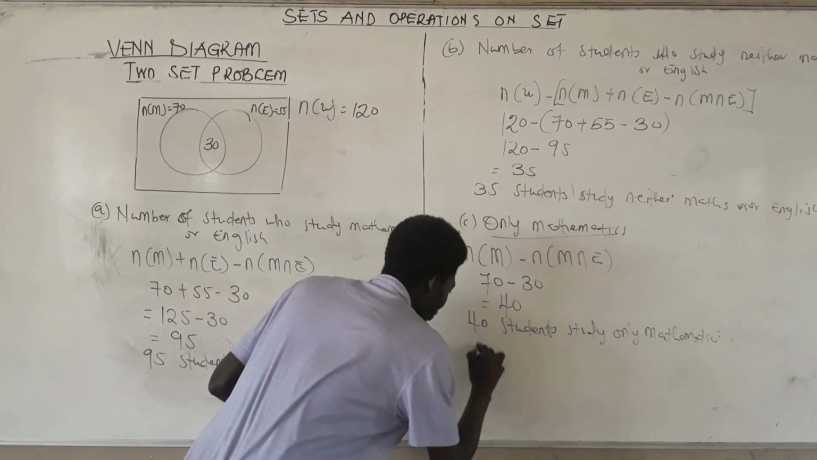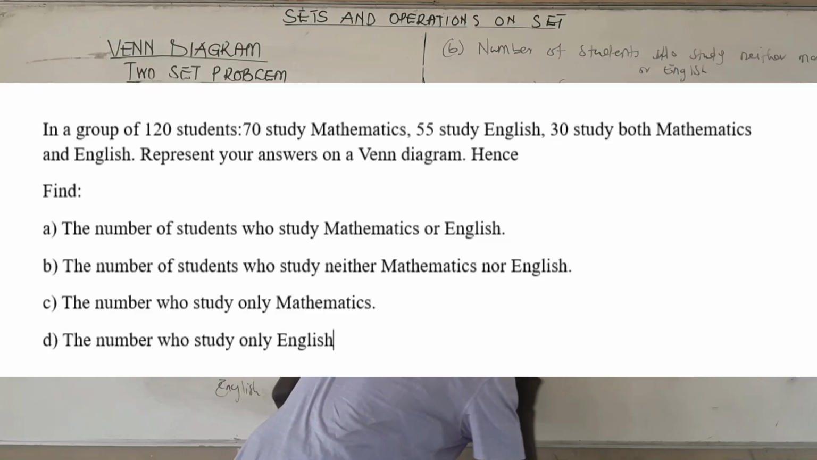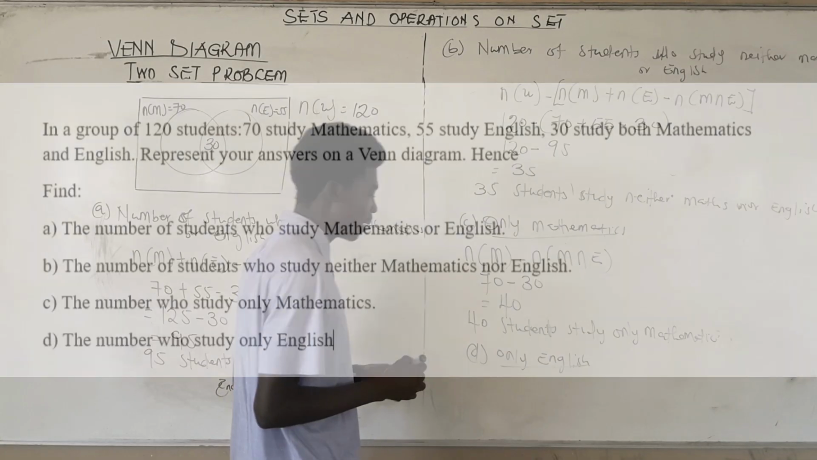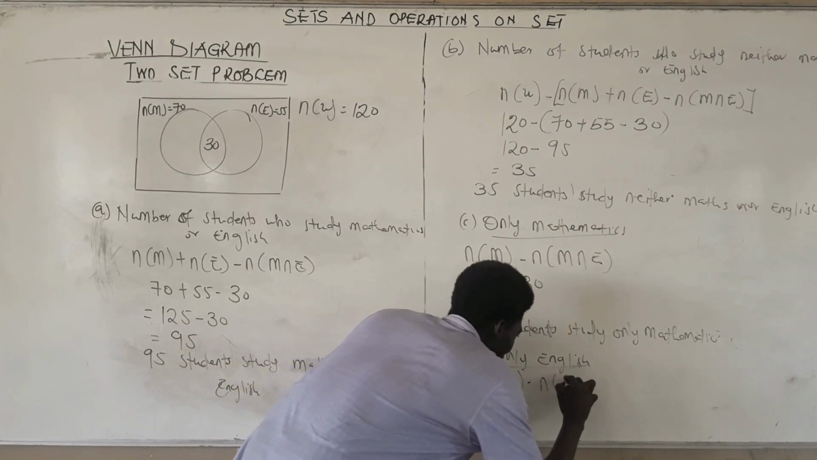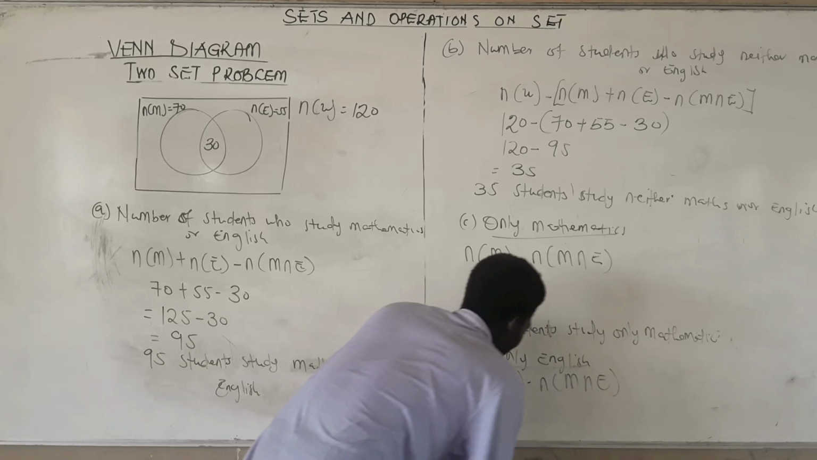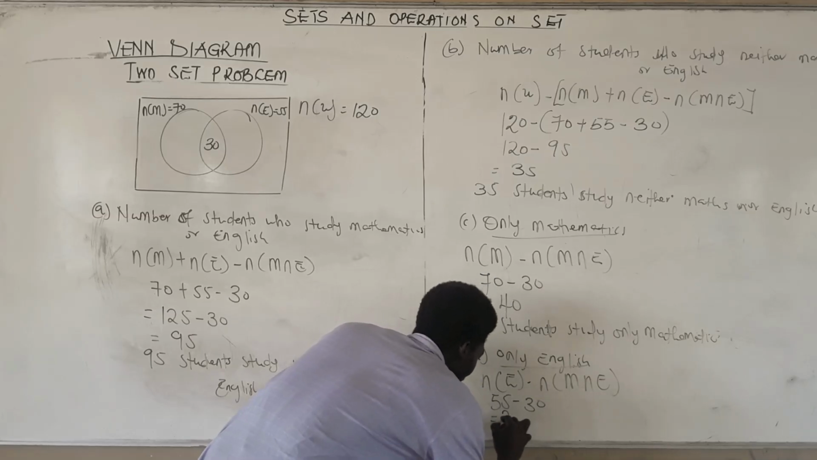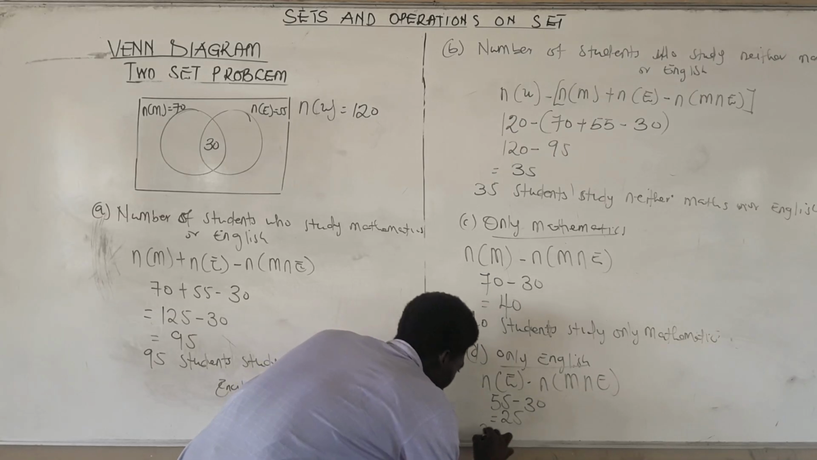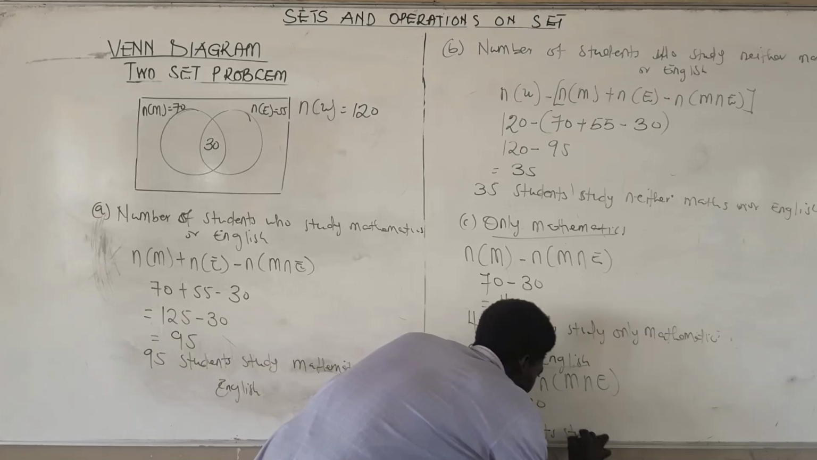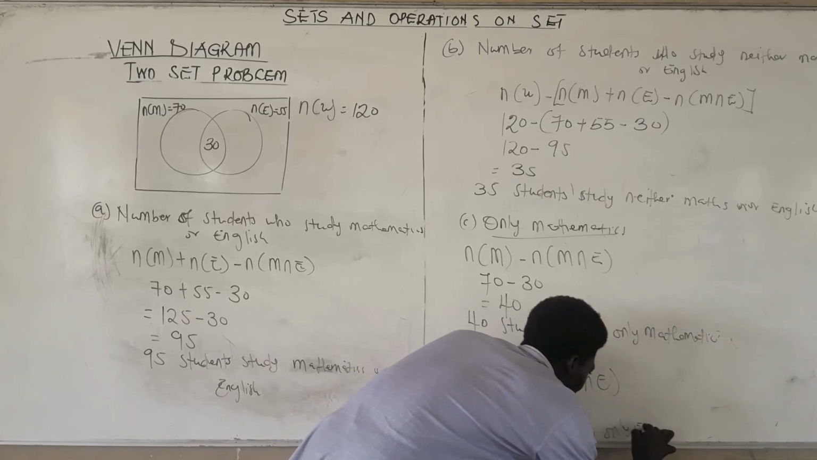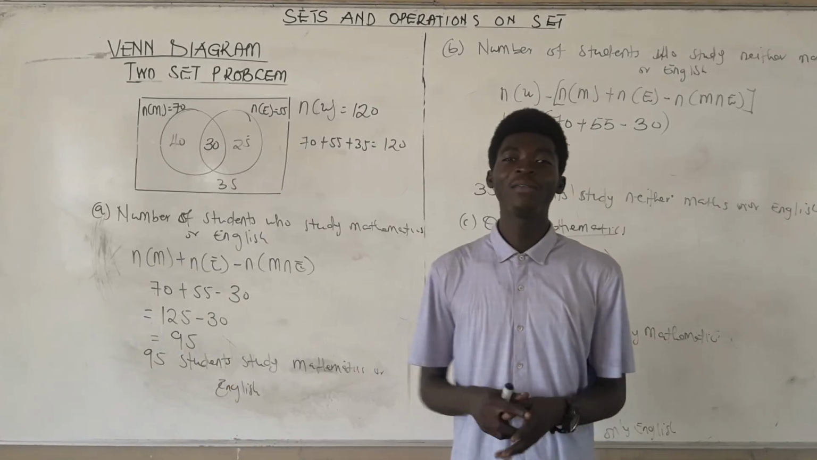Okay, so the last one is going to be only English. Now for only English, we also apply the formula here. So number of students who study English minus the number of students who study mathematics and then English. And that is going to be 55 minus 30. So we have 25. So 25 students study only English. And that is it. I believe it is well understood.